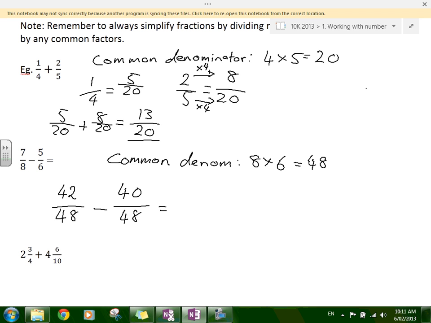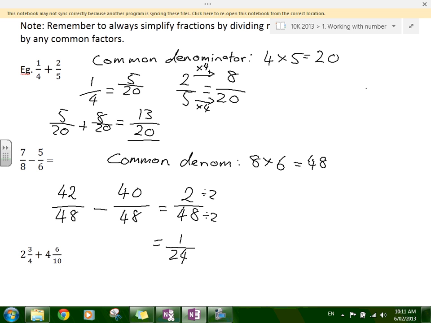I'm glad the denominator stays the same. What's 42 minus 40? 2. So we just have 2 over 48. And if we simplify that, we divide top and bottom by 2, we get 1 over 24. And that's in simplest form. So here we've converted to a common denominator with equivalent fractions, and we found that it's 1 over 24.